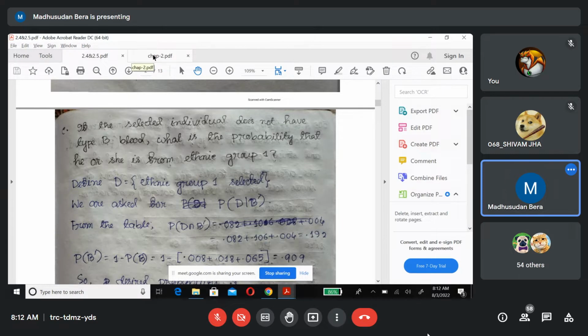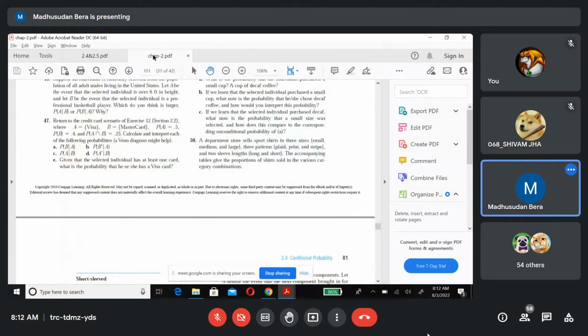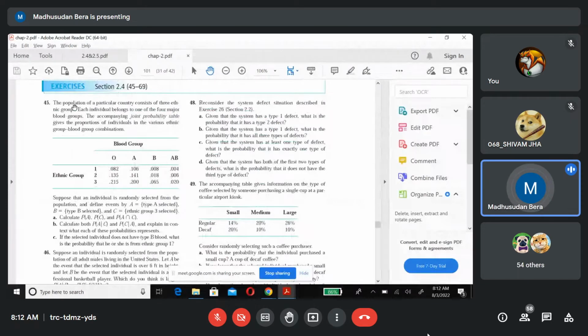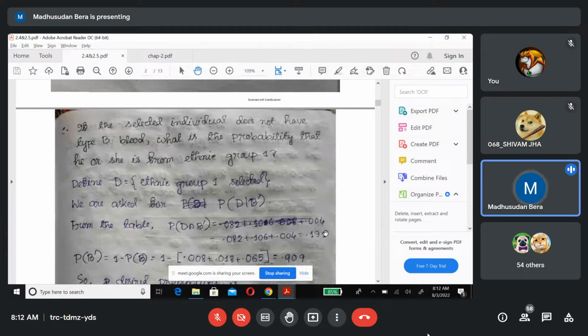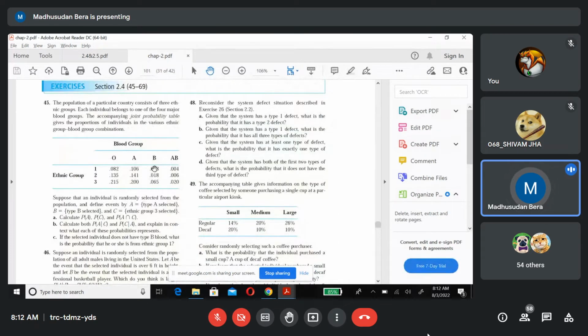Now D intersection B dash. What is the meaning of that? D means ethnic group 1, and B dash means outside B. So in this row, except 0.008, that will be D intersection B dash. So 0.082 plus 0.106 plus 0.004. That is P of D intersection B dash. Then P of B dash is 1 minus P of B. Now 1 minus the sum of these three: 0.008, 0.018, 0.065.